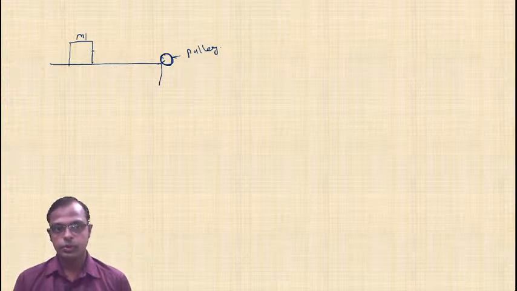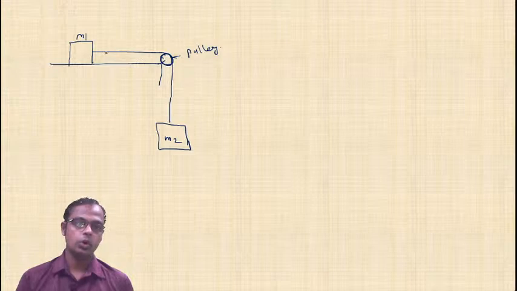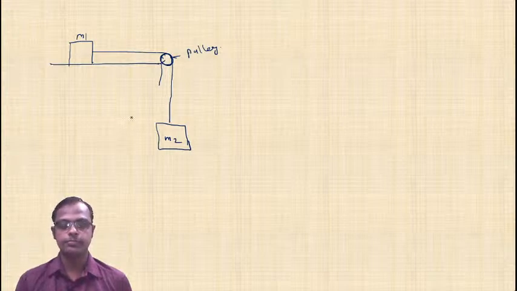Now on M1 there is an inextensible string connected and it is passing through the pulley, and the other end is connected with another mass, say it as M2. Is the diagram clear for everyone? On the table one mass is kept here. M1 and M2 are connected with an inextensible string, and that string is passing through a pulley. Now just imagine, if M2 is much greater than M1, what will happen to this system?